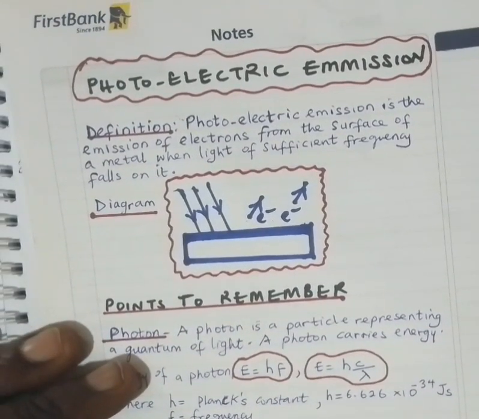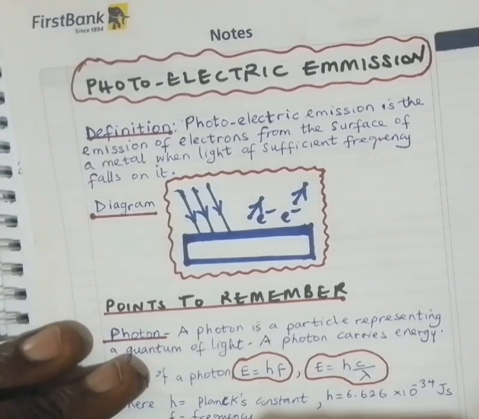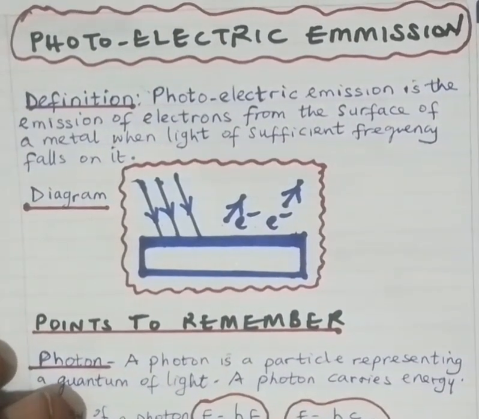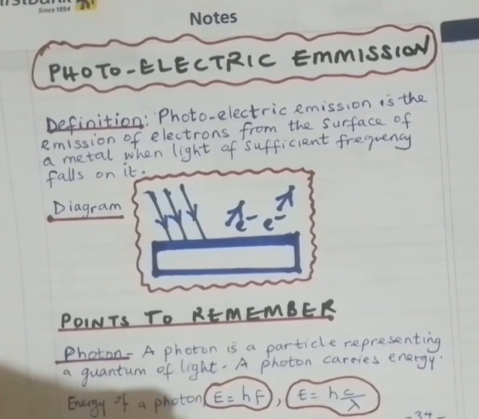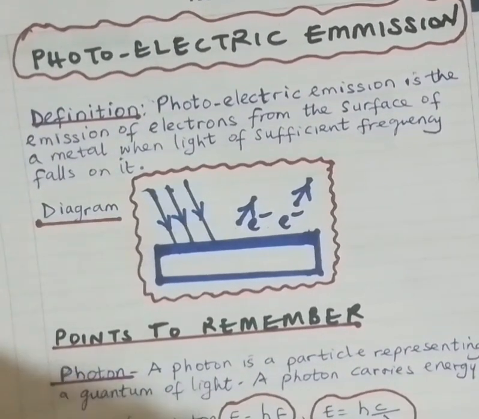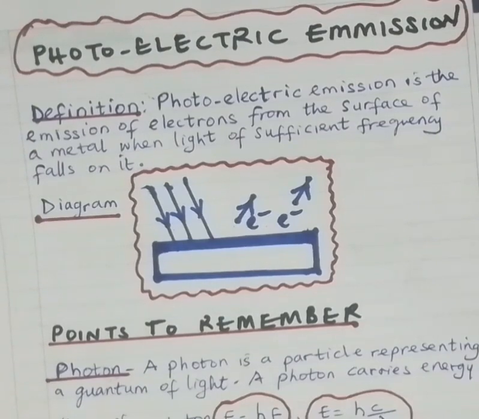Now, photo is from the word light. When you see photo, it means light, and electric has to do with movement of charges. So the definition of photoelectric emission has to do with the emission of electrons from the surface of a material or a metal when light falls on it. You can see the definition on the screen. It is the emission or liberation of electrons from the surface of a metal when light falls on it. So the name is photoelectric emission.